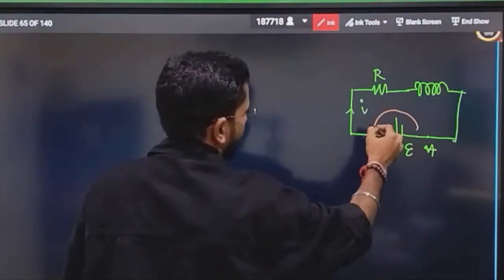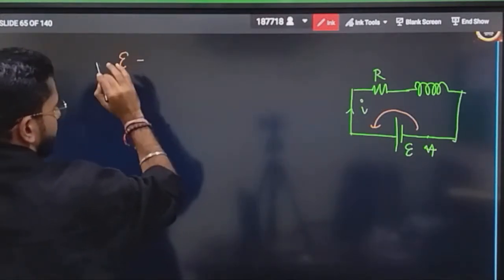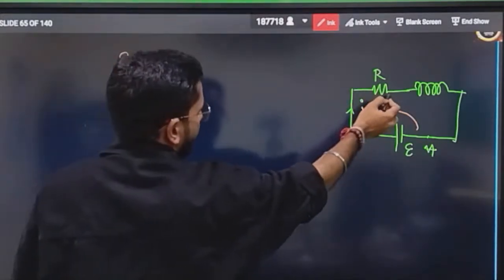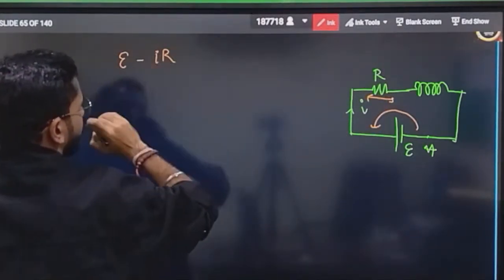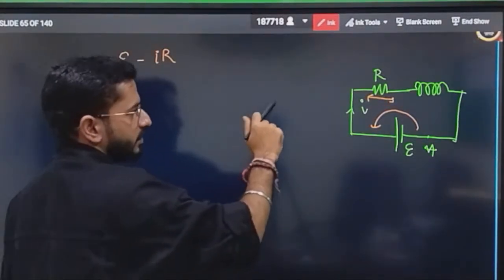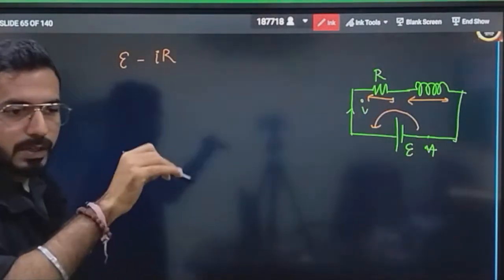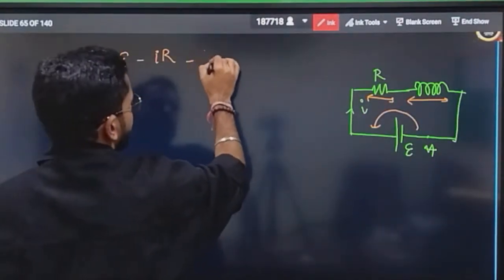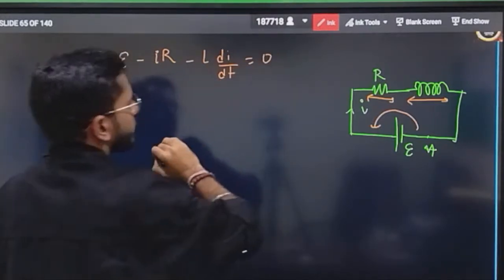Firstly, you are crossing this battery. Let's suppose the EMF that you write after crossing is E. Then how will you write the potential difference across this resistor? You will write minus IR. That is the basic potential difference that we always write. What is the potential difference across the inductor? We have just studied it. That is minus L di by dt, equals 0.